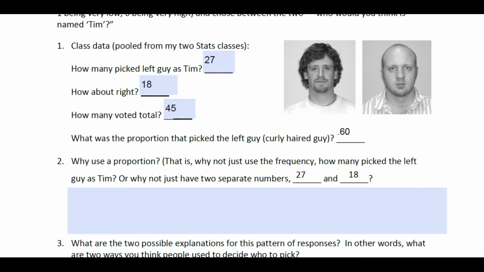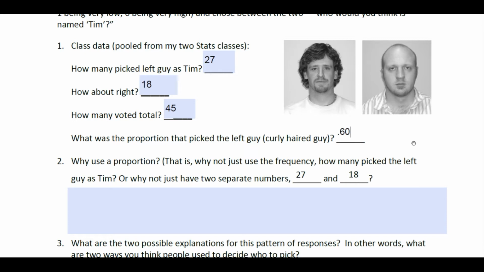Why would we use a proportion? Why not just say 27 picked the left and 18 picked the right? So if I told you just 27 people picked the guy on the left, okay, well, but what if we don't know how many people picked the guy on the right or how many people total? You need two pieces of information to really understand. Okay, 27 here, but how many here? Or is that most of the class? Is that not most of the class?